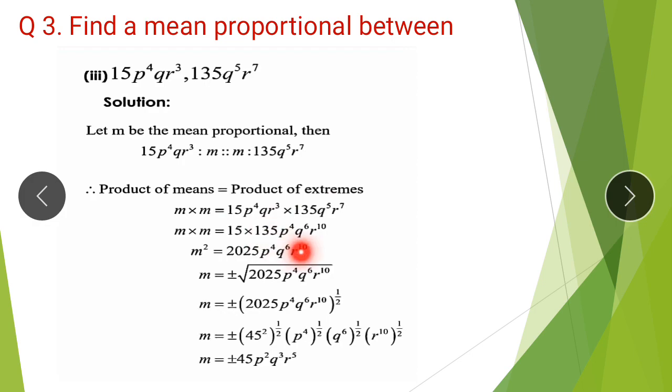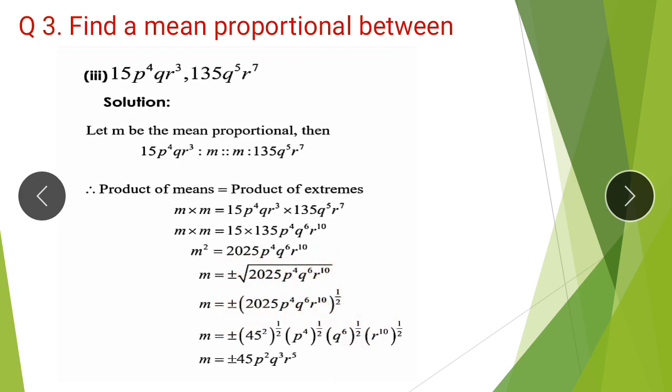5 plus 1 will get 6, and 3 and 7 will get 10. Here, since you are going to find the value of m and you don't need m square, you will take the square root on both sides. When we take the square root, plus and minus will come, because minus times minus will again give you plus 1. So here we can see that the square root will be 1 upon 2.